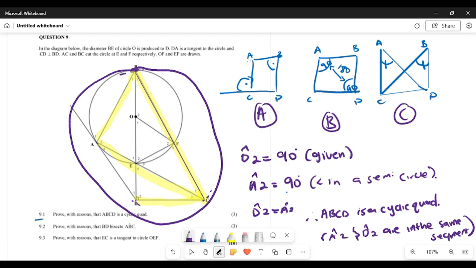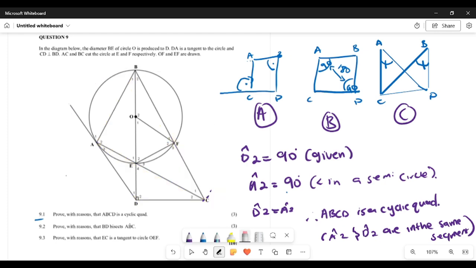I need to prove, given the reason, that it cuts this angle B into two equal angles. To be precise, I need to prove that B1 is equal to B2, right? Now, how am I going to do that? I am given this line as a tangent to the small circle, right? And what is my angle between it? This is my tangent and this is my chord, AE, right? The angle between my tangent and a chord is A3, right?